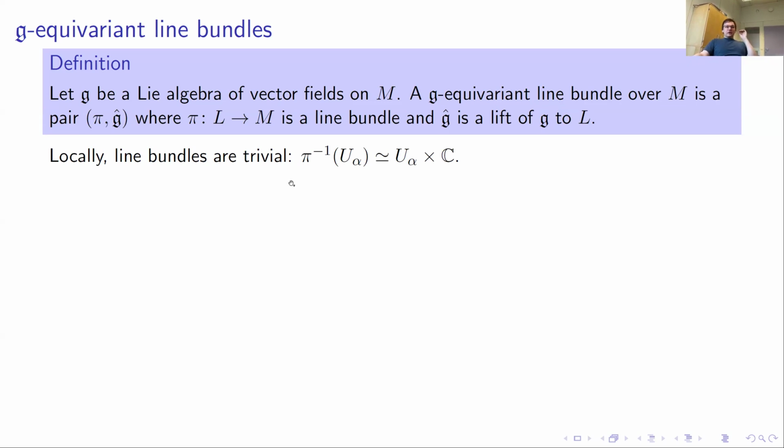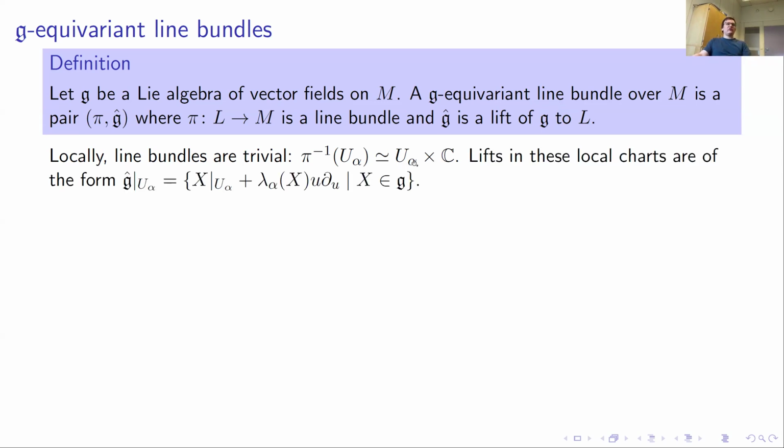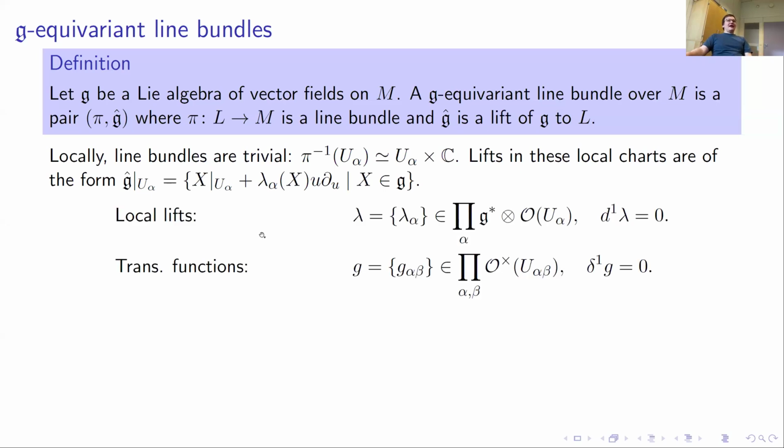So what do we get from this? Well, locally, we know that line bundles are trivial, so we can choose a trivializing cover. In these local charts, where we have trivial bundles, we can do the lift that we did on the previous slide. We just label it by alpha. And we have the following data: a collection of local lifts, which are cocycles in the Chevalley-Eilenberg complex. We also have transition functions for the line bundle L, and the collection is a cocycle in the Čech complex.